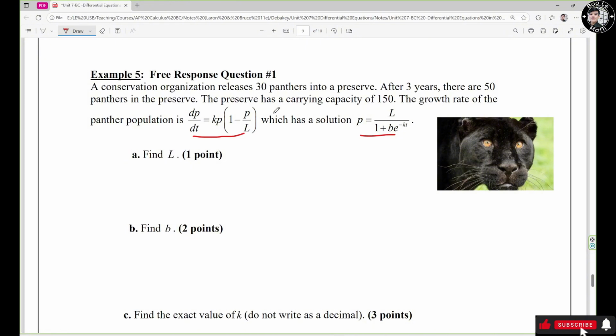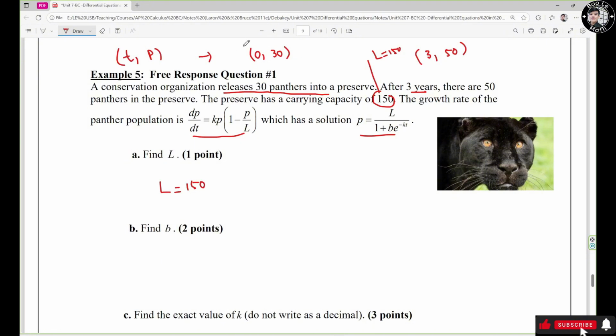Now we need to summarize the problem. From this one, the first ordered pair is at t equals 0, which is 30 pandas released. The ordered pair should be (t, P). Now the second ordered pair is after 3 years, which means t equals 3, and you have 50 pandas. Now the carrying capacity is 150, which is L. So L equals 150.